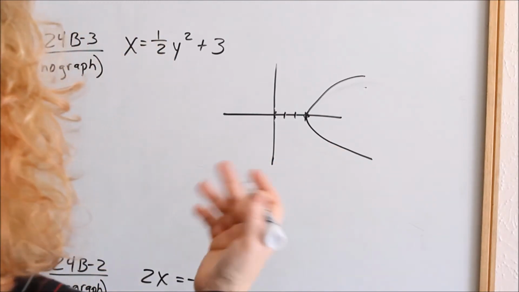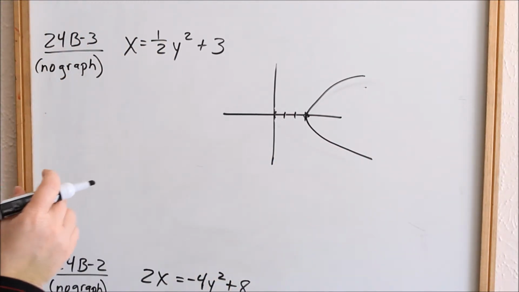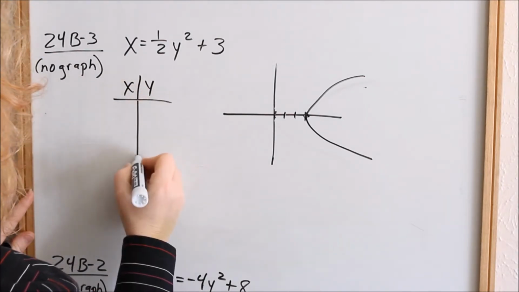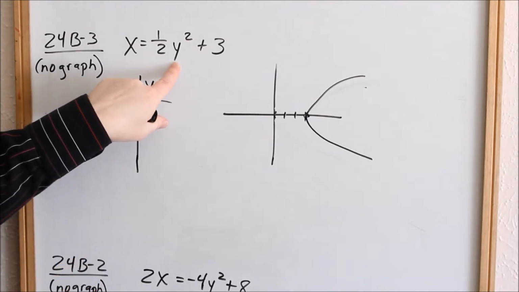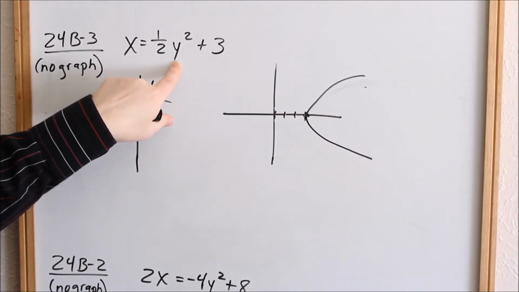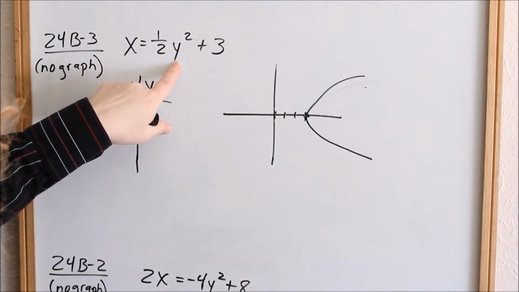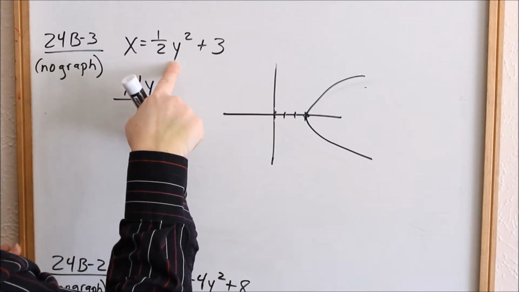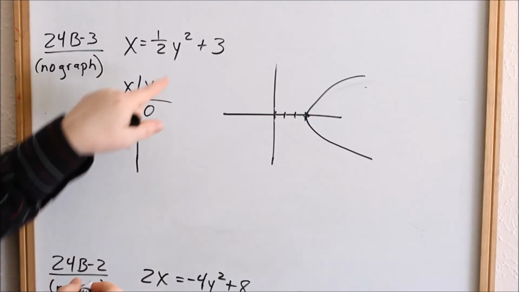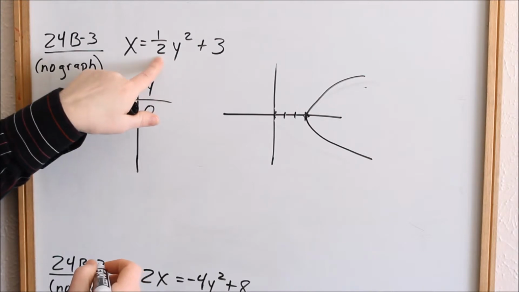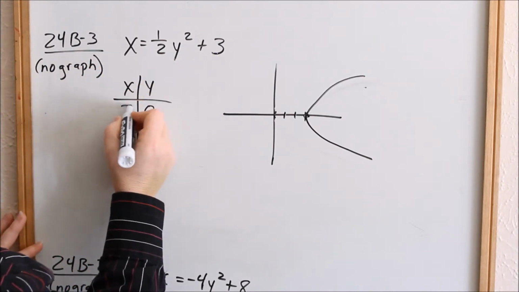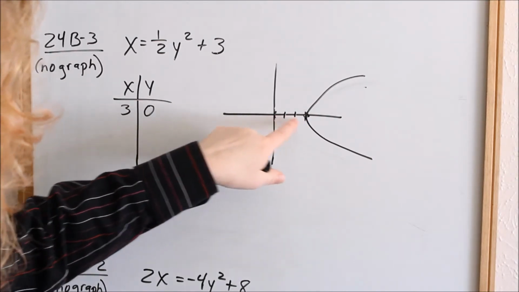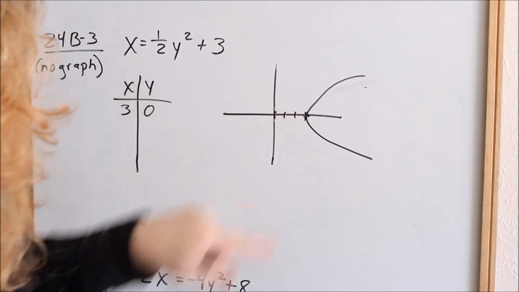You can calculate a few points to plot to confirm this. So we make a little XY chart, but we're going to pick values for whatever letter is the squared term. Y is squared, so we need to pick values for that. Putting in 0 for y is always the easiest. 0 squared is 0, 0 times anything is 0, and 0 plus 3 is 3. So that confirms our vertex at (3, 0). This is at 3 in the x direction, and didn't go anywhere in the y direction.